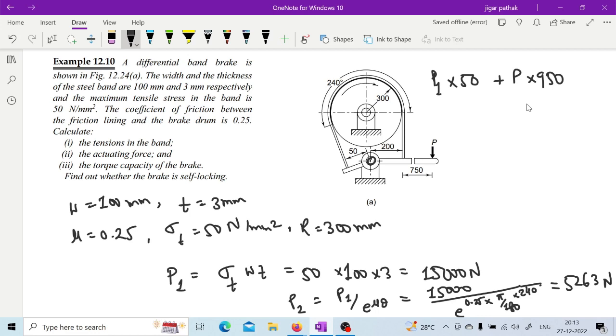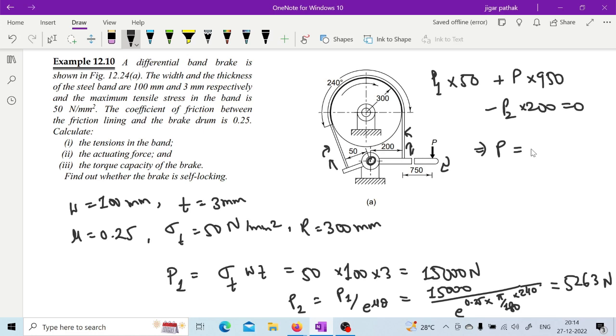Right, because both will have positive, right? Yeah, this will have a clockwise moment here, and then this will be negative, anti-clockwise. So this will be P2 into 200 is equal to 0. Right, so if you go for this, then you will find P. You have the values of P1 and P2, so you can calculate this P.